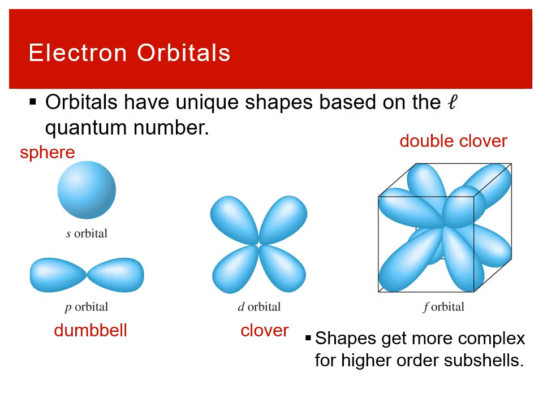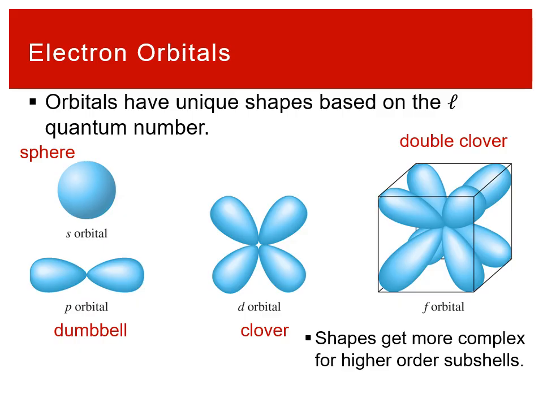All right, so now that we've finally got some orbitals, now that we have our arrangement, we can go all the way down to orbitals. What we want to do is look at what these actually look like. And so our orbitals have characteristic shapes that are based on the L quantum number. So S orbitals are spheres. P orbitals are dumbbells. D orbitals have a clover shape, and F orbitals are called a double clover.